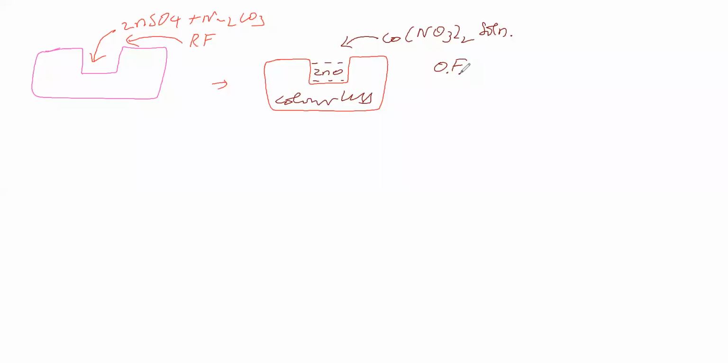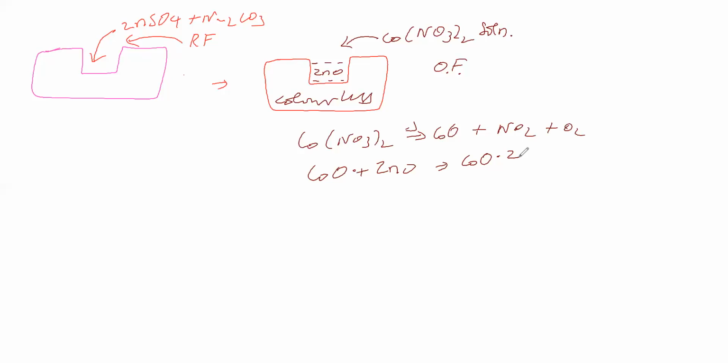What chemical reaction takes place? Cobalt nitrate on decomposition gives NO2 gas, oxygen gas, and metallic oxide. The metallic oxide is cobalt oxide. This cobalt oxide combines with the zinc oxide to give a double salt, called a double oxide. The double oxide is CoO·ZnO. This we can write as CoZnO2.